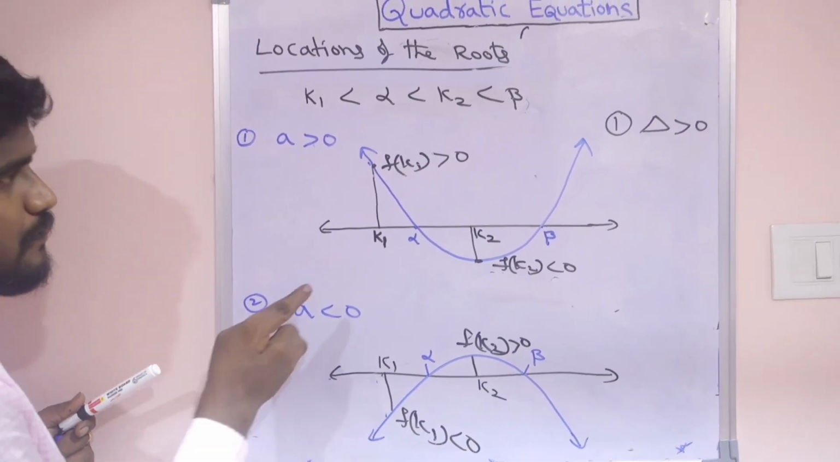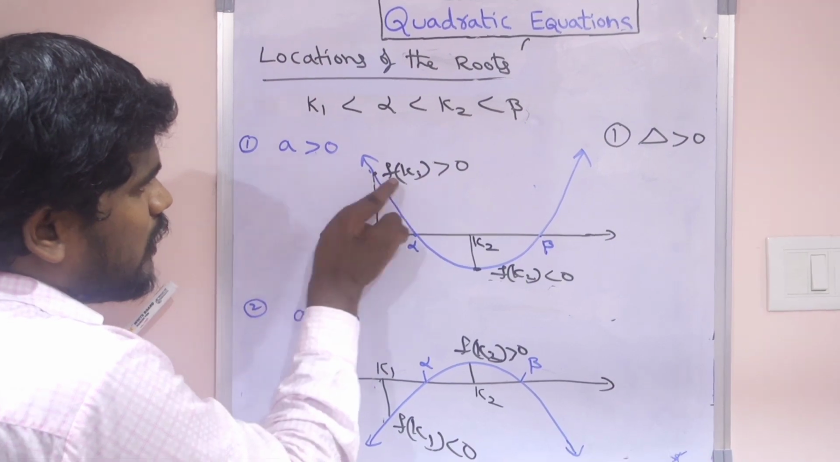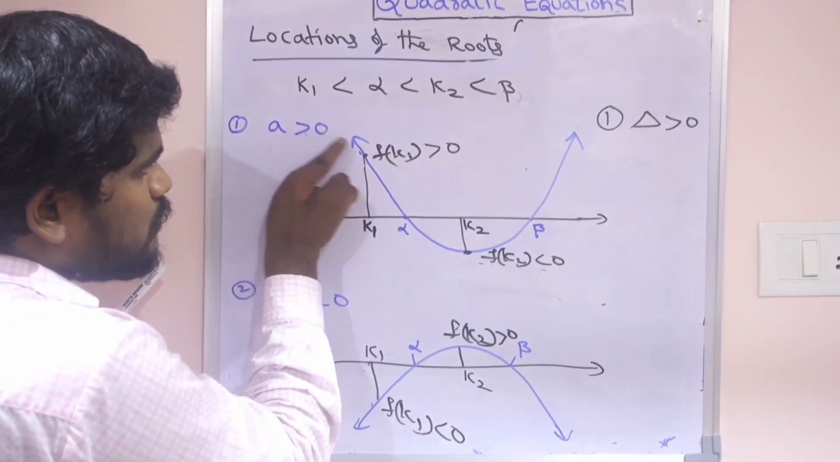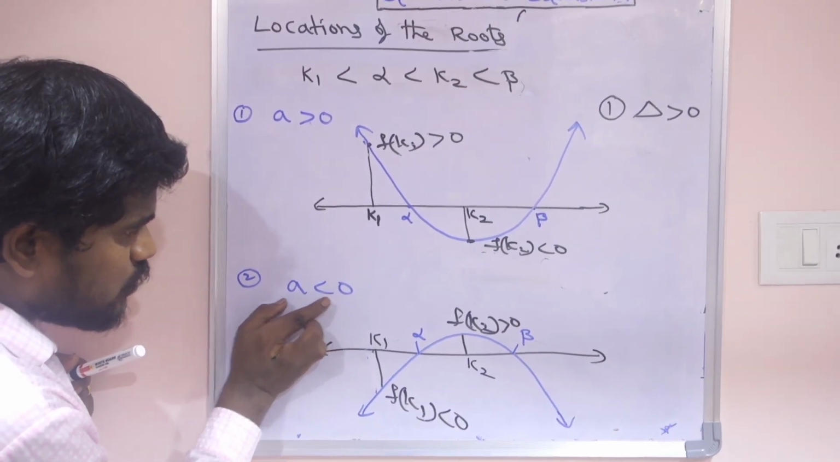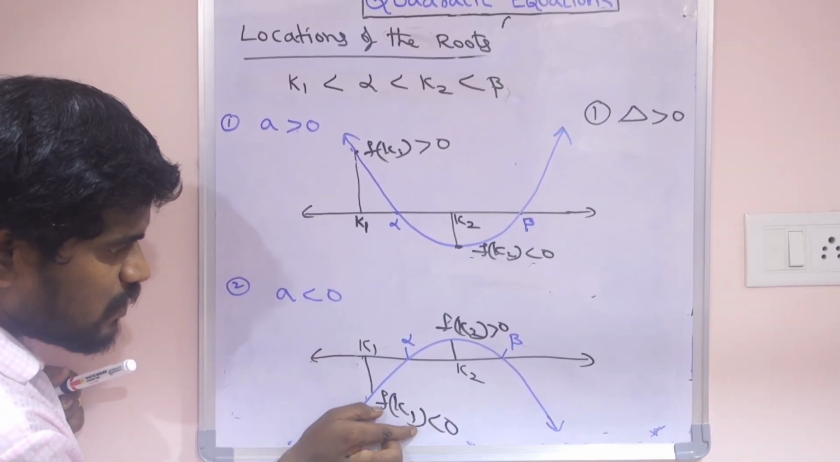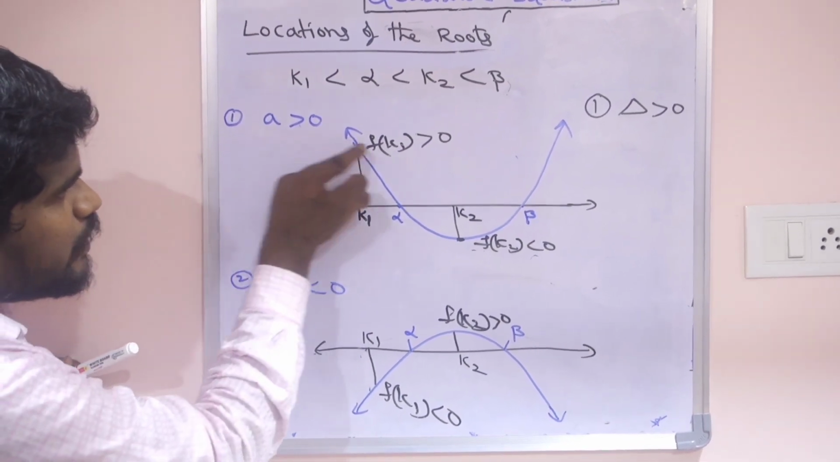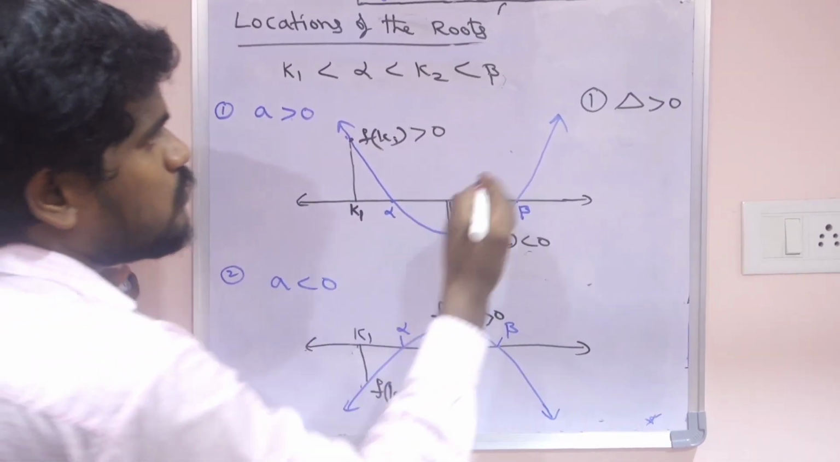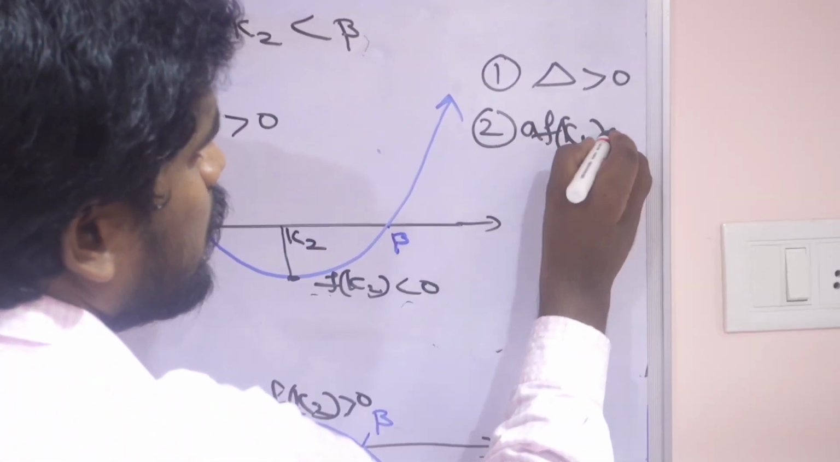Next, the second case. A is positive, f of k1 is also positive. Positive into positive is positive. On the other side, a is less than 0, a negative, f of k1 is also negative. Negative into negative is positive. So from these two cases, a into f of k1 is positive.